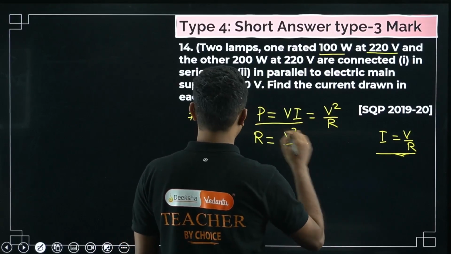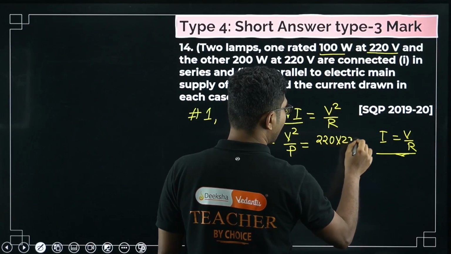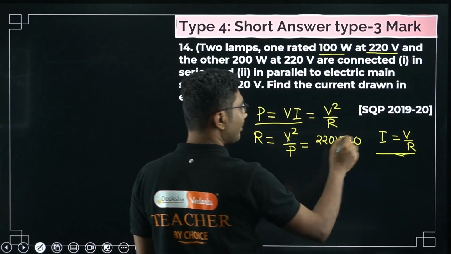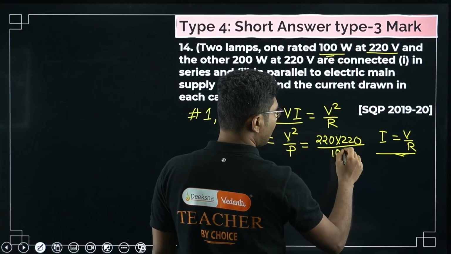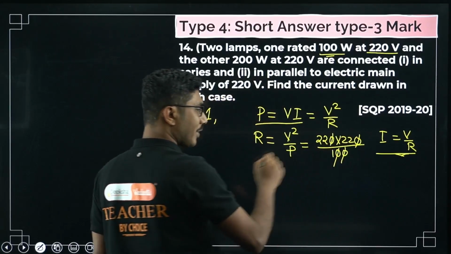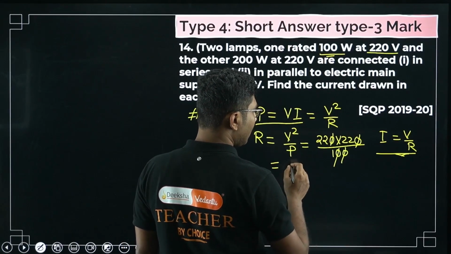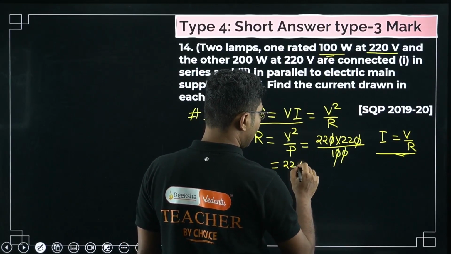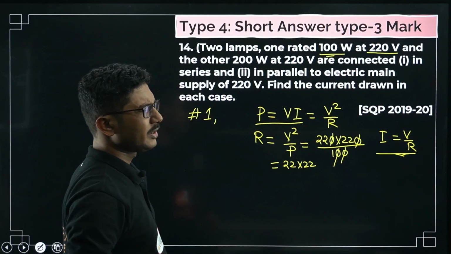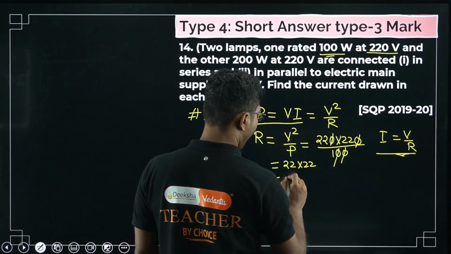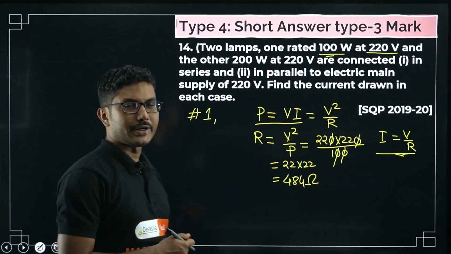Now V for bulb 1 is given as 220 volts. So 220 into 220, because V square is there, so multiply it twice. Power is given as 100 watt. So 100, the 10 cancels, the 10 cancels. There is no square of the power, so don't make that mistake. Now this will be 22 times 22. So 121 into 4. 121 into 4 means 484. So the resistance of the first bulb is 484 ohm.